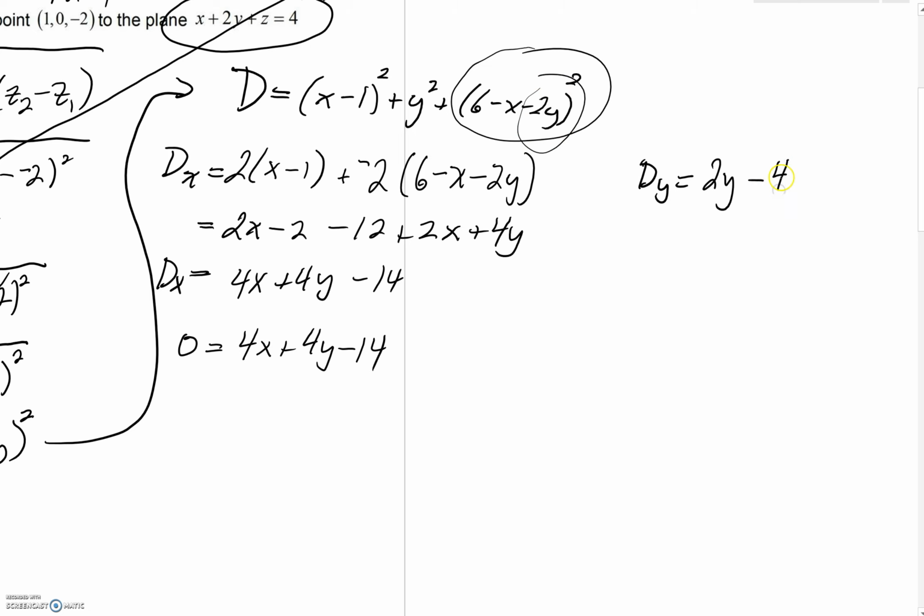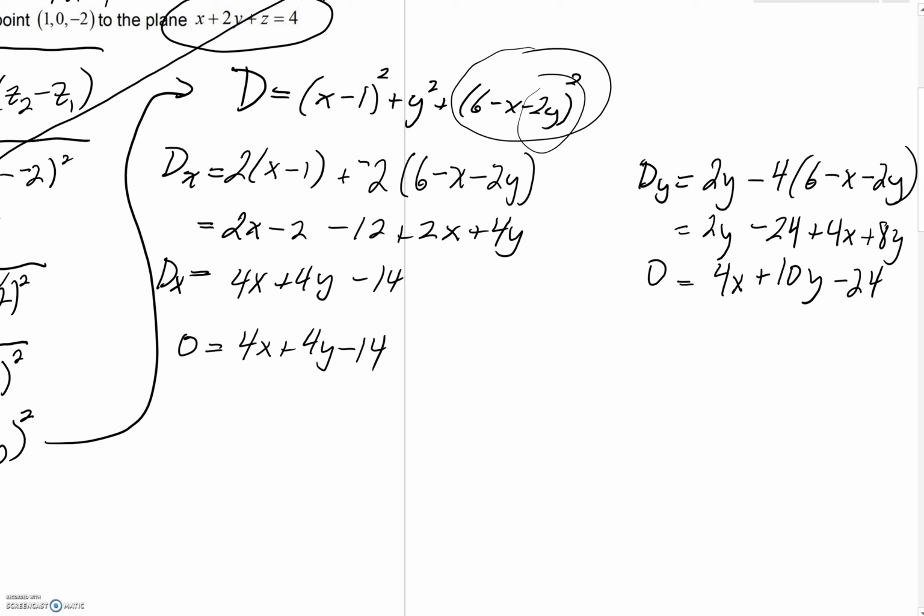We'd have this. And if we just clean this up quickly, we'd have a minus 24 plus a 4x, and negative 4 times negative 2 is a plus 8. That's a plus 8y. So what are we left with? Well, I hope you can agree it's 4x plus 10y minus 24. And that's going to get set equal to 0 also. Now, when we're setting these derivatives equal to 0, I hope it's pretty clear the reason why is we would like to find these critical points.